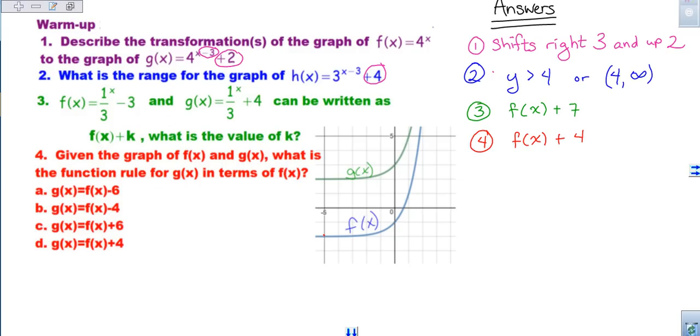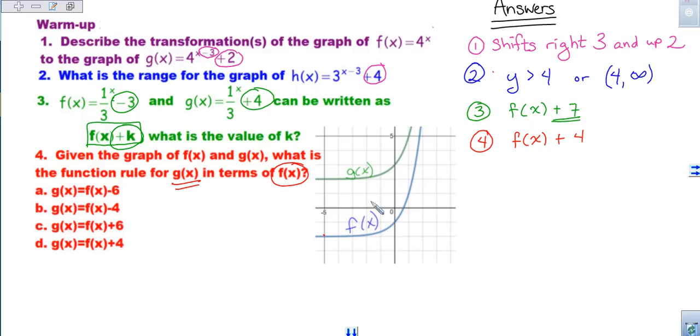Looking at question number 3. When we want to write it like this, basically you want to figure out what you have to do to get from negative 3 to positive 4. And so to get from negative 3 to positive 4, you add 7. Okay? Alright, for this graph, it says we have f of x and g of x. Here's f of x, here's g of x. And it says, what is the function rule for g of x in terms of f of x?